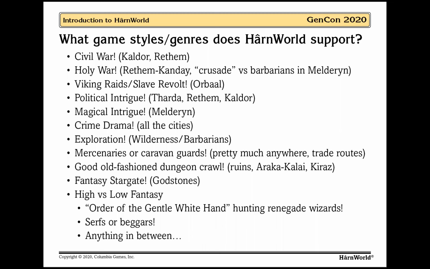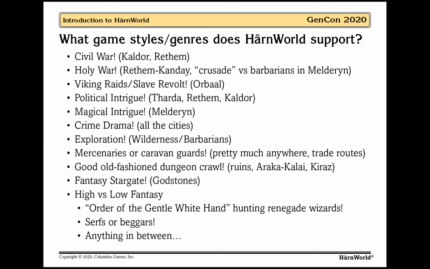Because the setting can support both. It's not that magic is weak; it's that magic tends to be fairly rare. But there's an organization within the Convocation of Wizards called the Gentle Order of the White Hand, and their job is to hunt down renegade wizards before those renegade wizards cause trouble for everybody else. So, that's a situation where if you wanted to have your PCs all playing magic users, and basically being a magical hit squad, that's very high fantasy, but it's something that is built into the setting.